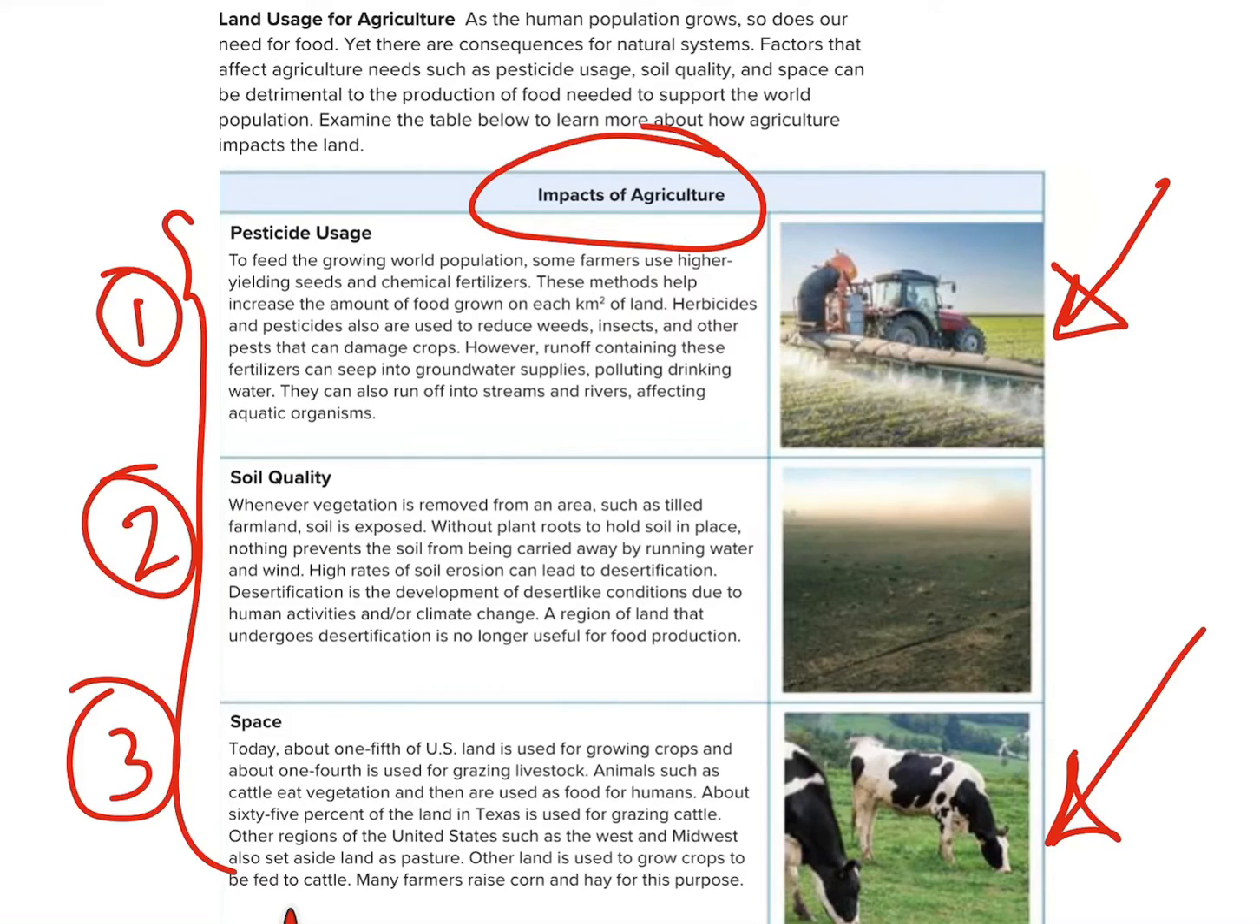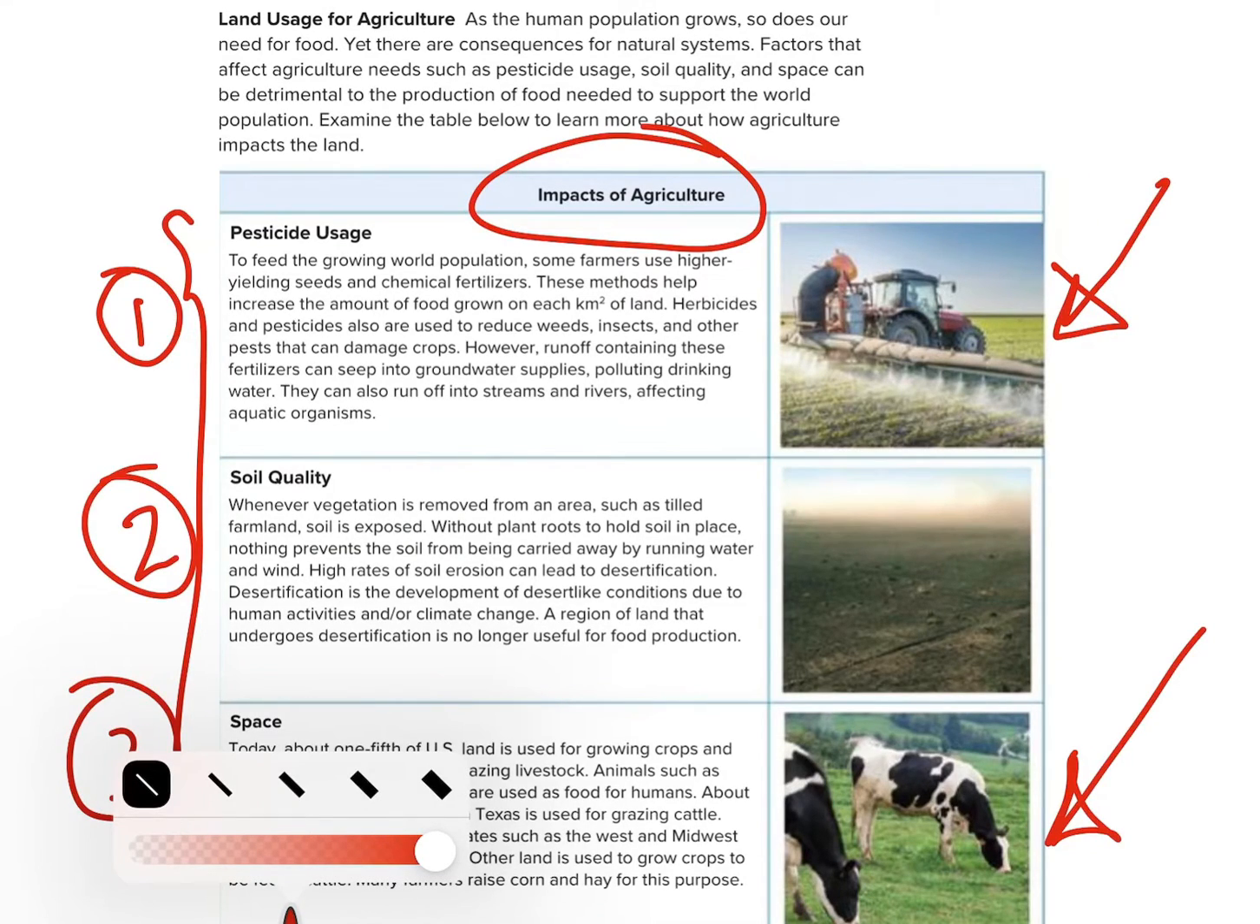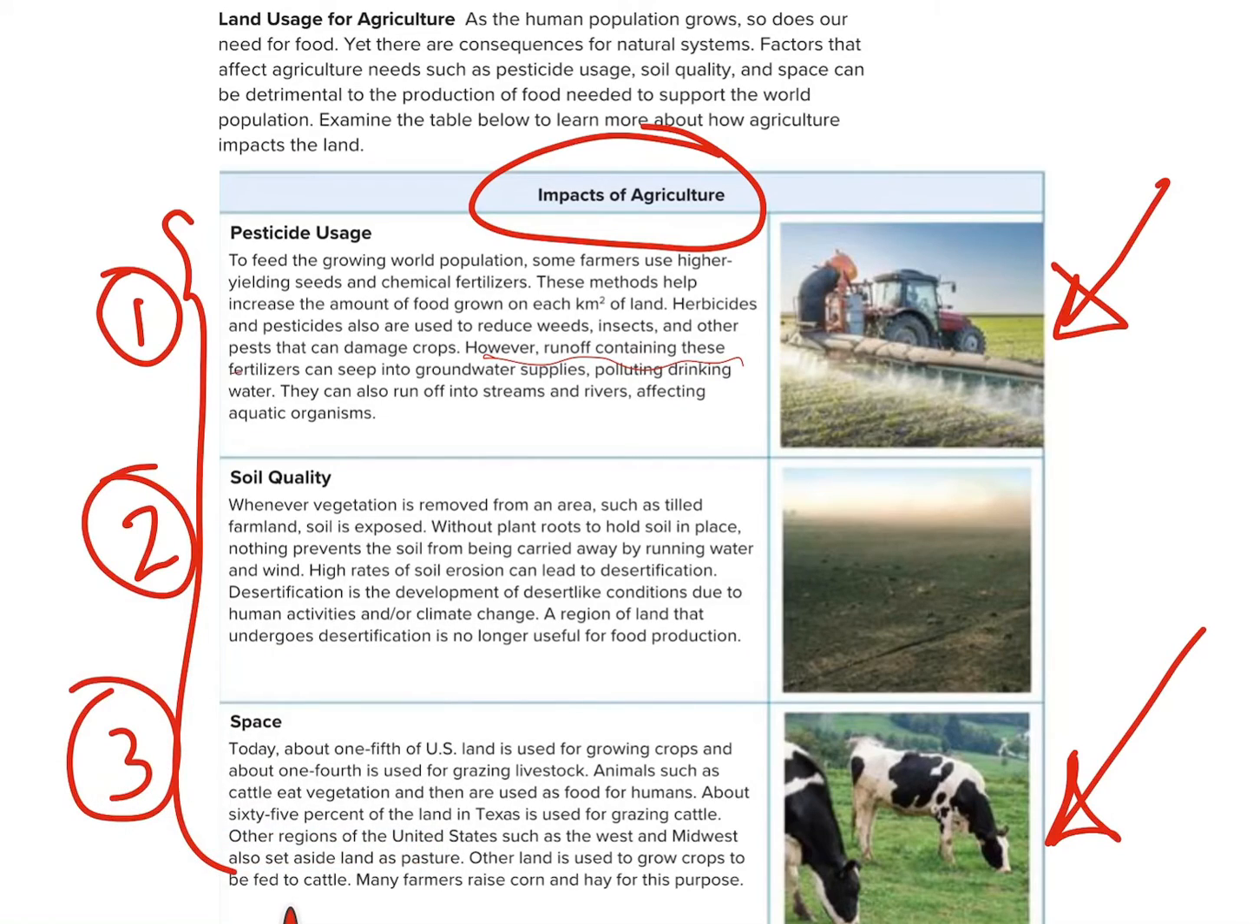The negative impact is when these pesticides go underground, it will pollute the drinking water, and it can also go into the streams and rivers, affecting the organisms that are living there. So again, the pesticide usage has three negative impacts on land. Number one, they go underground to pollute the drinking water. Second thing, they pollute the streams and rivers. And third thing, they can kill the organisms that are living in the streams and rivers.